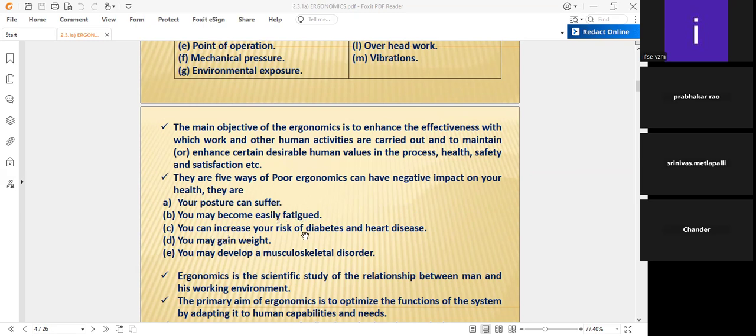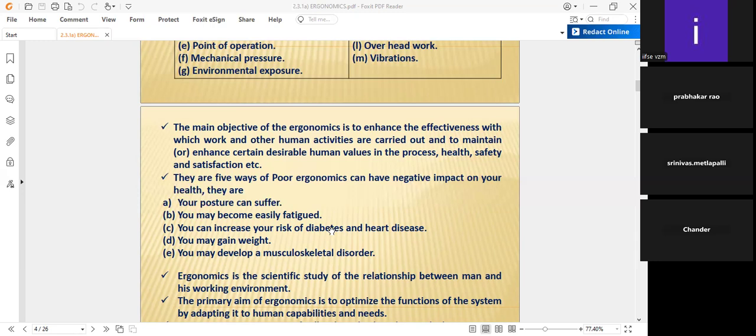You can increase your risk of diabetes and heart disease, because where people are sugar patients or have heart diseases, we cannot allow those employees in manual carrying of objects or source material, whatever it may be. That means we have to see that the health condition is also important. Where the health is not good, even though we are allowing him to carry, the risk is more. That is poor ergonomics.